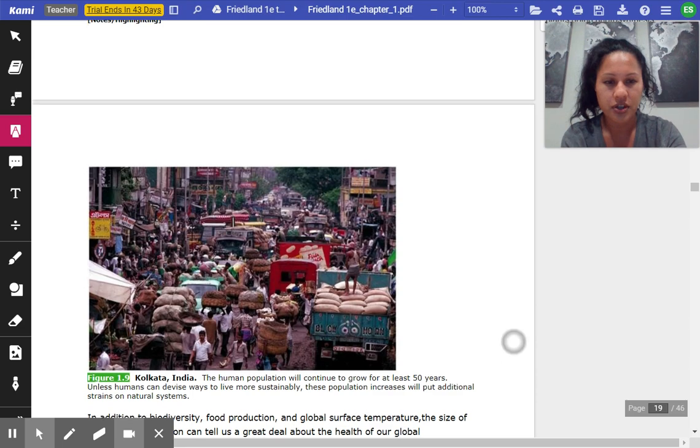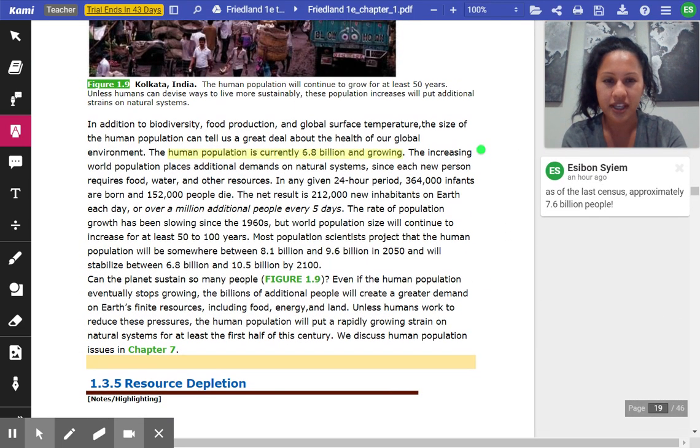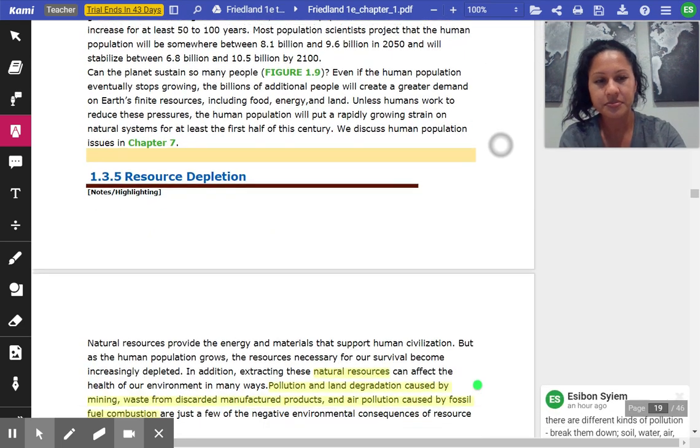The fourth key indicator is human population. Our population is growing. As of the last census, which is 2019-2020, there are approximately 7.6 billion people. I think the numbers I saw were from 2019, but we've already grown by 0.8 billion, and that's a lot of people. Before the AP test, make sure we know the current world population.